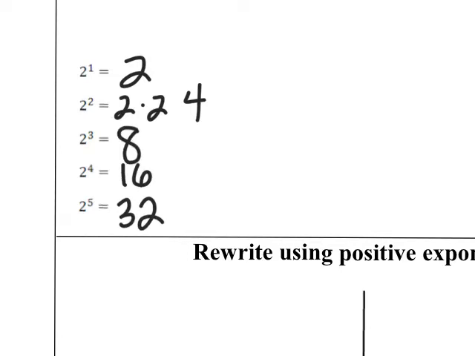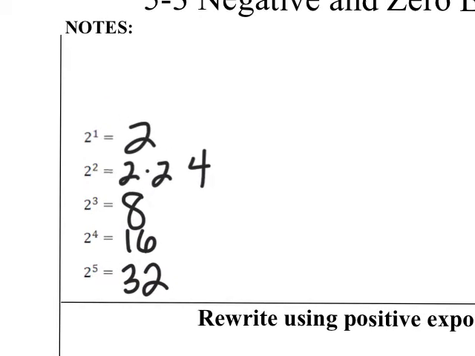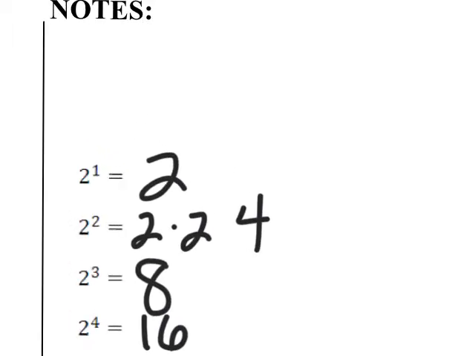So every time I increase that power by 1, I'm doubling my answer. I went from 2 to 4 to 8 to 16 to 32. So it's doubling every time. So now let's use that same pattern, but go back the other direction. So let's say I have 2 to the 0 power. Well, what is half of 2? And half of 2 would be 1.